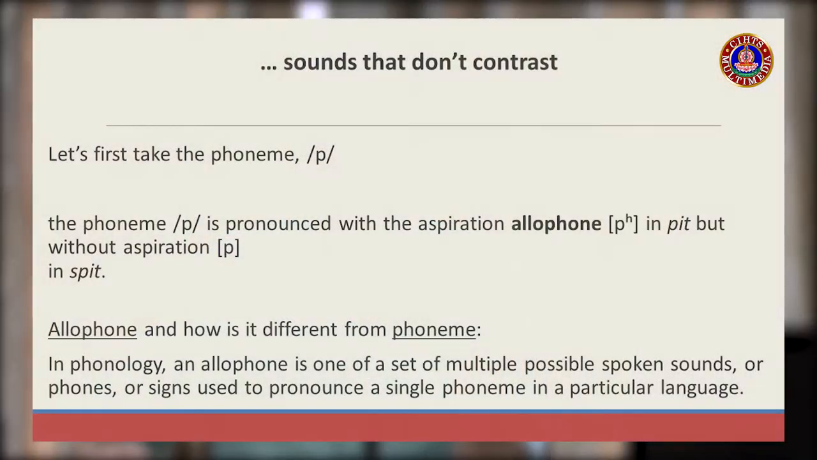Now this happens in all languages. You have aspirated sounds, you have unaspirated sounds. We call them allophones. How is an allophone different from a phoneme? Technically speaking, an allophone is a set of multiple possible spoken sounds, or phones, used for a single phoneme in a particular language. Like P and T, and it will work.